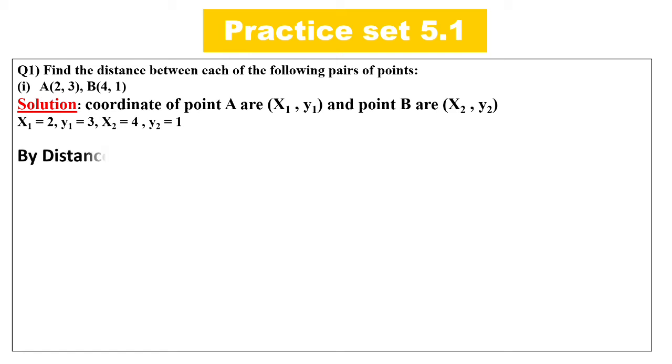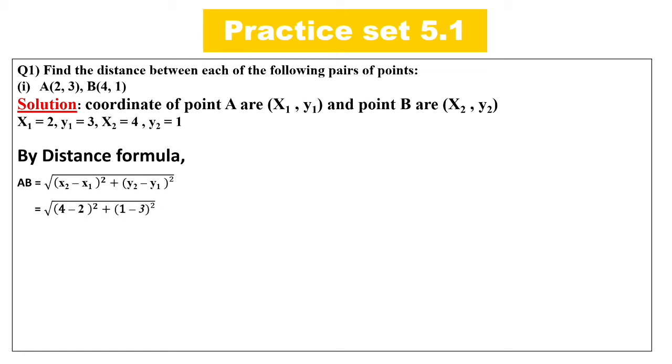By using the distance formula, the distance AB is the square root of (x2 minus x1) whole square plus (y2 minus y1) whole square. Substitute the values of the given coordinates. x2 is 4 and x1 is 2, so 4 minus 2 whole square plus y2 is 1 minus y1 is 3 whole square. 4 minus 2 we get 2 whole square. 1 minus 3 we get minus 2 whole square. The square of 2 is 4, plus the square of minus 2 is also 4. 4 plus 4 becomes 8. Under root 8 we get.